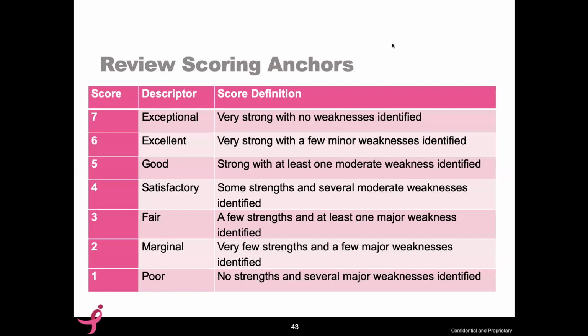And here is the way that our review panel scores it, based upon a score of 1 to 7. As you can see, minor weaknesses are easily addressable and do not substantially diminish the ability to meet the review criteria. Moderate weaknesses diminish the ability to meet the review criteria, and major weaknesses severely limit the ability to meet the review criteria.